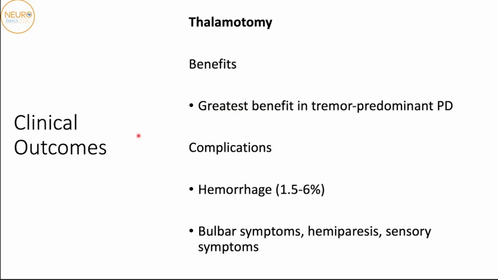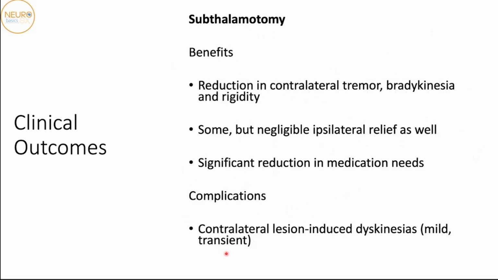On the other hand, the thalamotomy, as we know, only works to reduce tremor. So the greatest benefit is in patients who have an asymmetrical tremor. Just like with GPI or STN ablation, there's a risk of hemorrhage. But because it's in the thalamus, there are other risks of involving the motor and the sensory fibers, and you do get some bulbar symptoms as well.